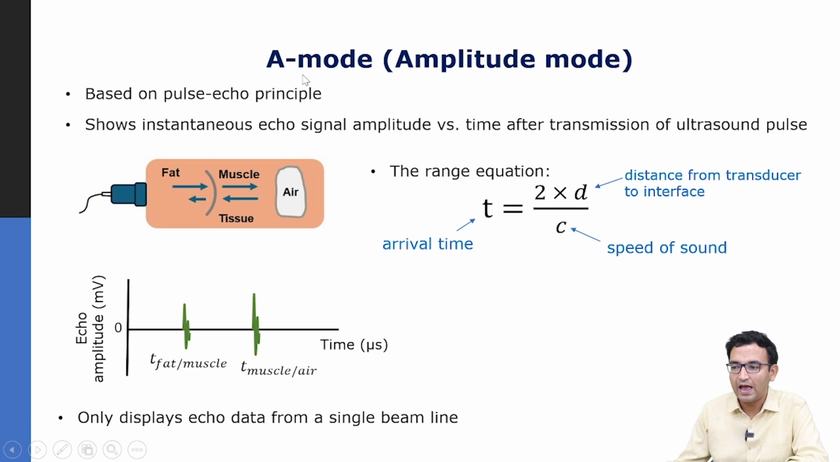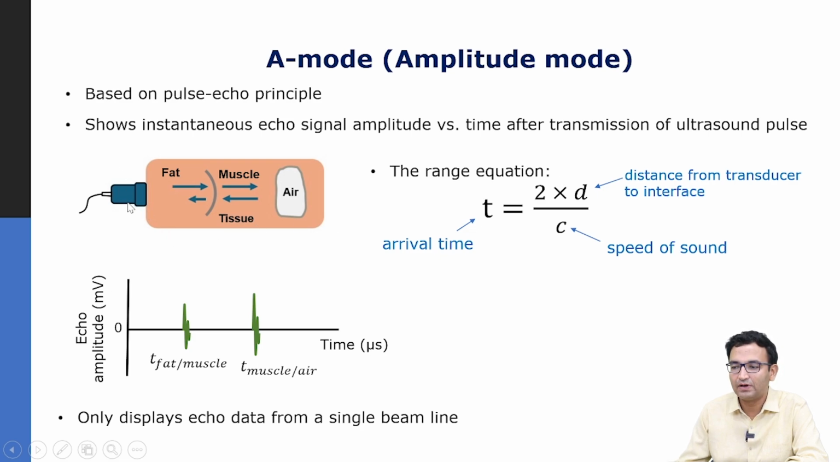So, first of all, in A mode, it is based on the pulse echo principle. It is essentially an echolocation principle similar to that used by dolphins and bats. So, the idea is that you have the instantaneous echo signal amplitude versus time. This is what you will have on the oscilloscope should you do the measurement.